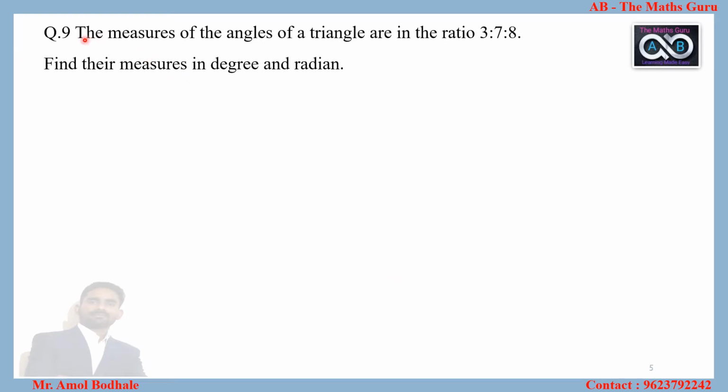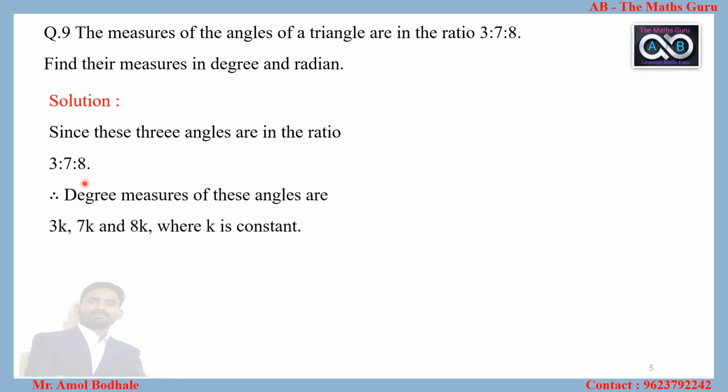Let's see the next example. The measures of the angles of a triangle are in the ratio 3:7:8. Find their measures in degree and radian. It's a very simple example. Here the ratio of all three angles of the triangle is given. So since these angles are in the ratio 3:7:8, the degree measures of these angles are 3k, 7k and 8k, where k is the constant multiple.